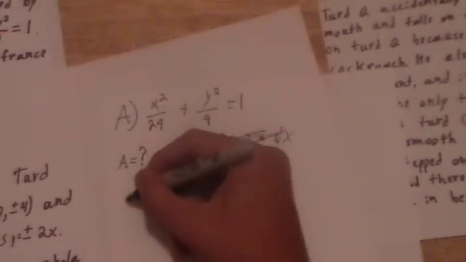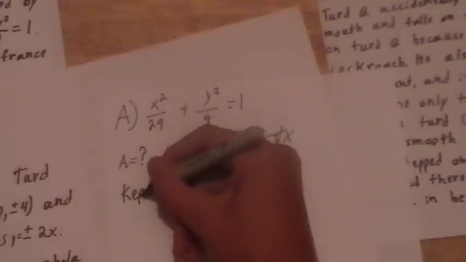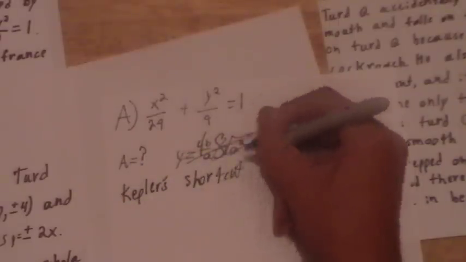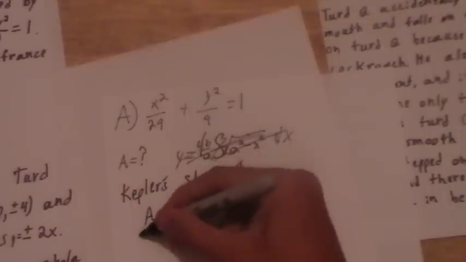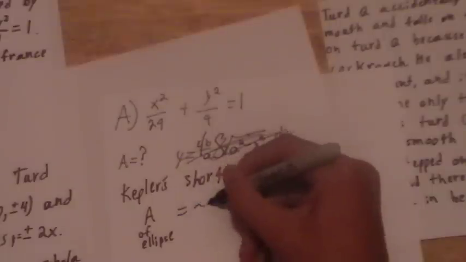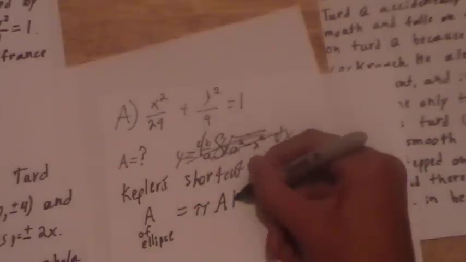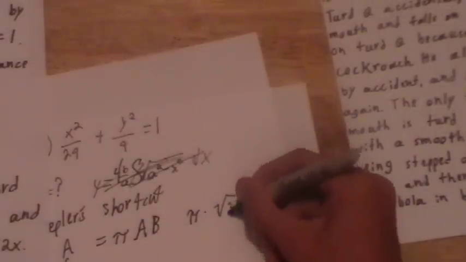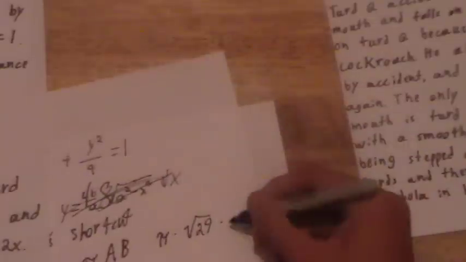So instead, we're going to use Kepler's shortcut equation, which states that the area of an ellipse equals pi times a times b. Okay, so we're just going to plug that in here. So we have pi times a, which is the square root of 29, times b, which is 3, because the square root of 9 is 3.